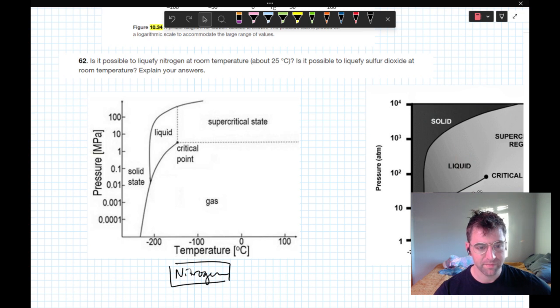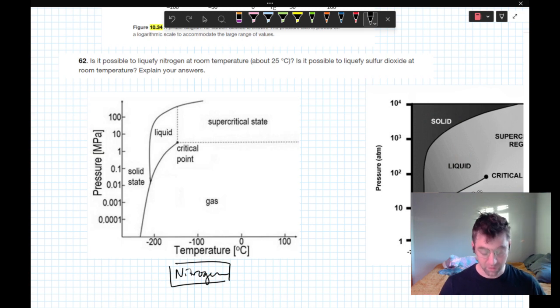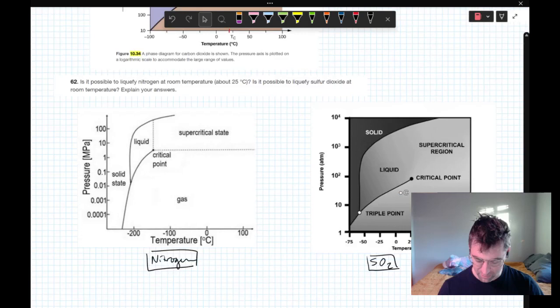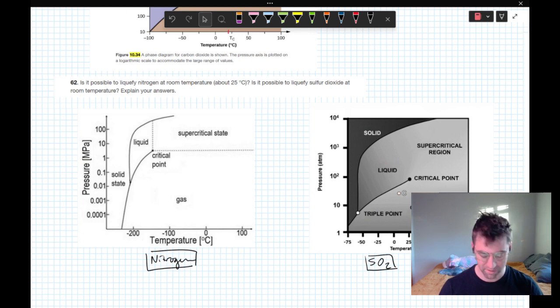Is it possible to liquefy nitrogen at room temperature, which is about 25 degrees Celsius? Is it possible to liquefy sulfur dioxide at room temperature? Explain your answers. We're talking about supercritical fluids, or supercritical substances. I went and found some phase diagrams for nitrogen, which is on the left, and for sulfur dioxide, which is on the right.